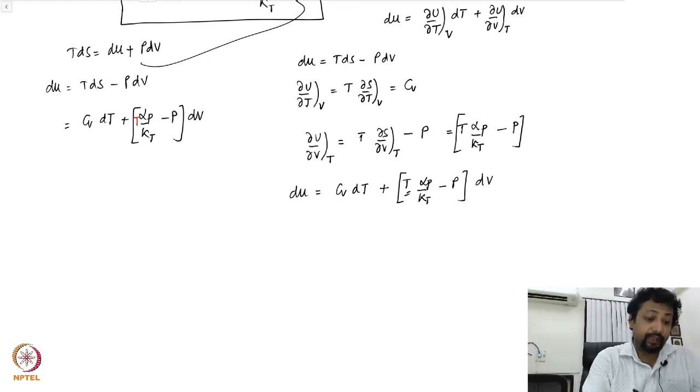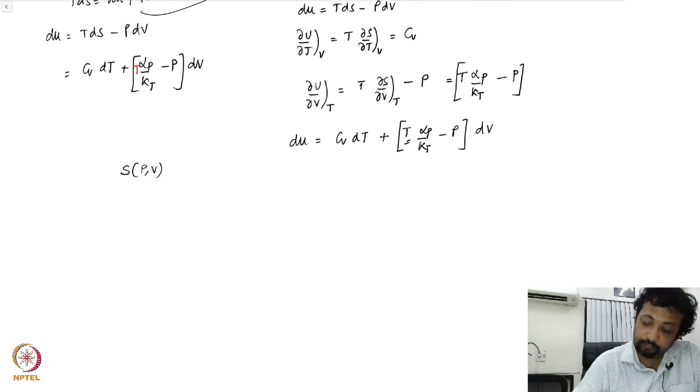Right, the final one I want to discuss very briefly, where I'm concerned about P and V, S as a function of P and V. Here, so again dS is del S del P volume constant dP plus del S del V pressure constant dV.